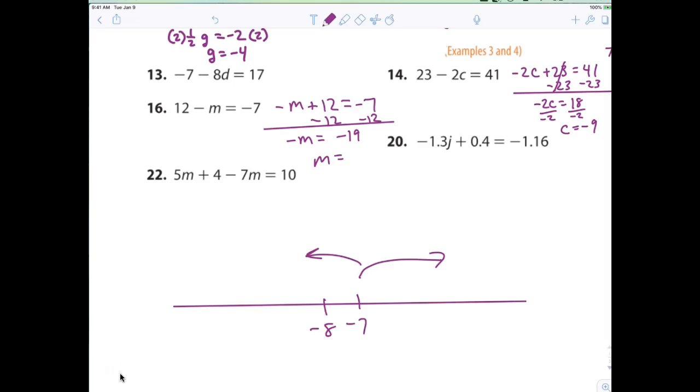Tell me what the answer is. No. Just divide them. -19, right? Negative divided by a negative is a what? That's why it's 19. You see what I'm saying now, right?